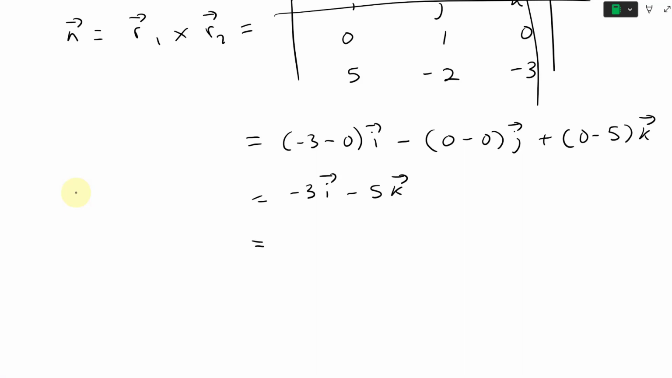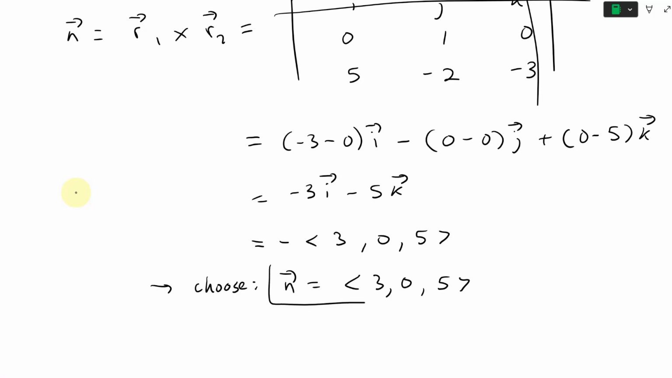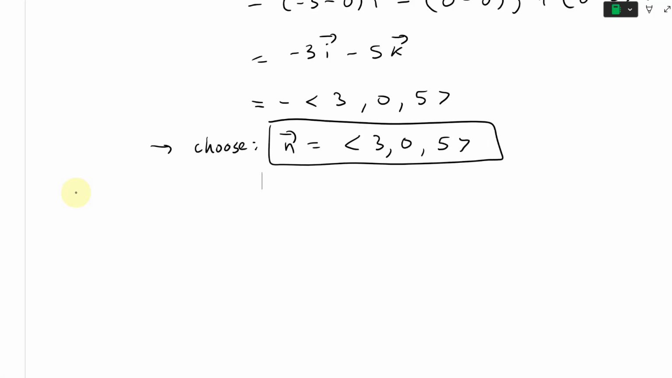And let's factor out the negative and write this in the other format with the triangle bracket. So negative 3, 0, 5. And then basically choose n, just a simplified version of it, get rid of the negative, n equals 3, 0, and 5. Like that. And then likewise, find the equation of a plane.